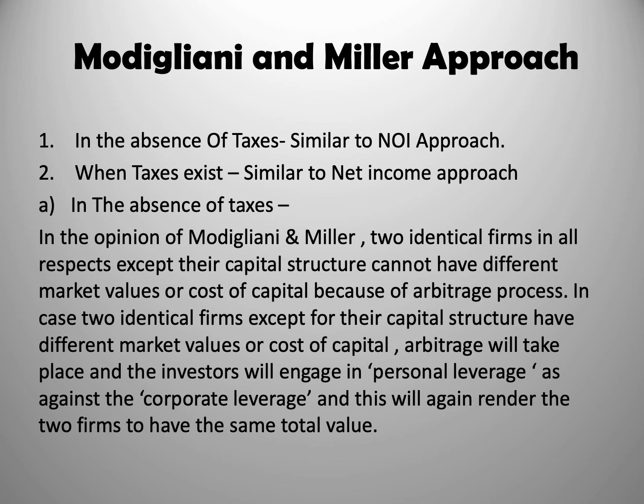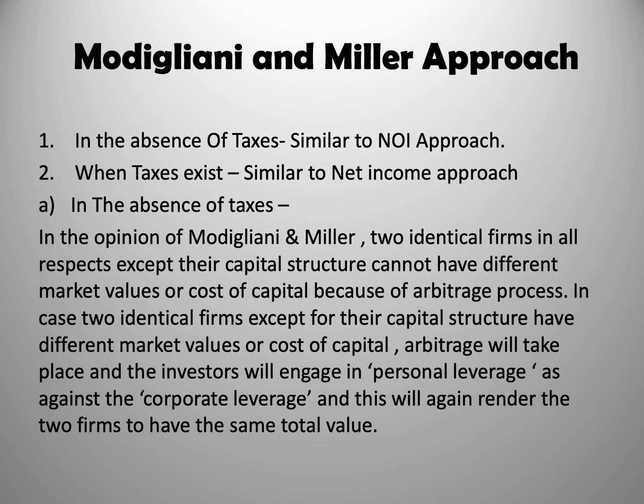Firm A is a levered firm. Levered means it has debt also. And firm B is an unlevered firm. Unlevered means it has no debt, only equity. So the capital employed is rupees 1 lakh in both the firms, but the capital structure is different. So they cannot have different market values or cost of capital. It is because of the arbitrage process.